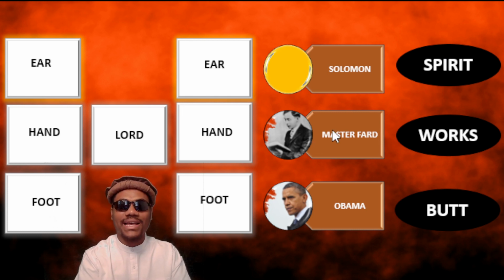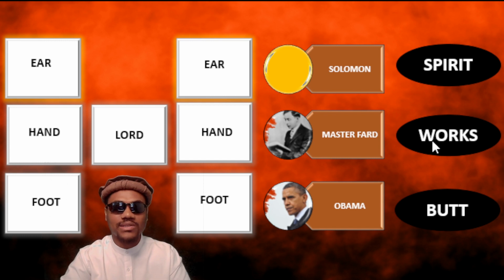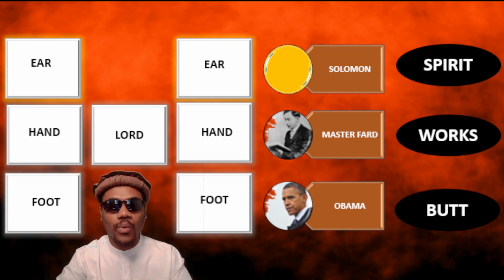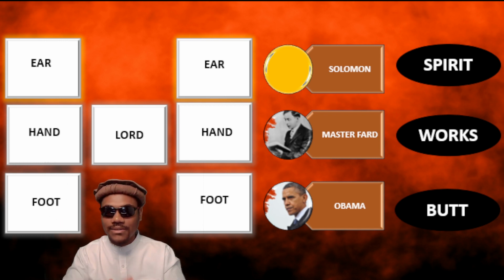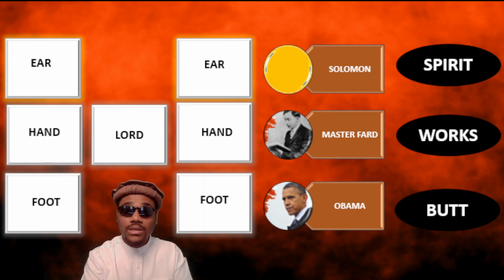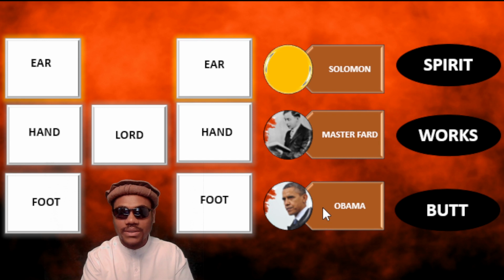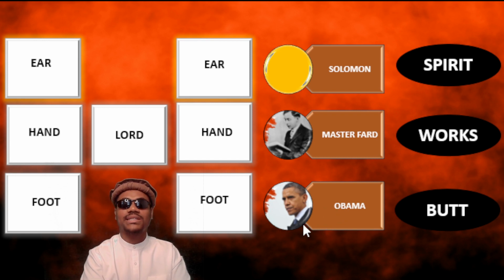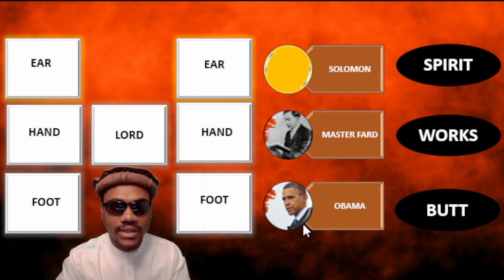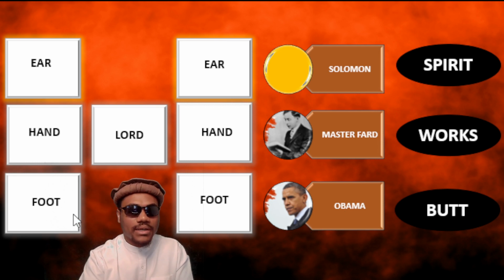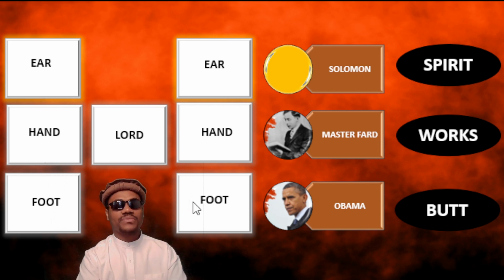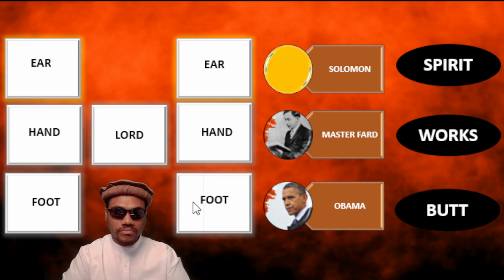Suleiman. Then you have Masfar Muhammad. He's always speaking to the works. You need your hands to do work. So he's speaking to the works. Then you have Obama. He's always speaking to the ones at the bottom, the ones connected to the feet, the butt connected to the feet. He's always talking to the ones here at the bottom.